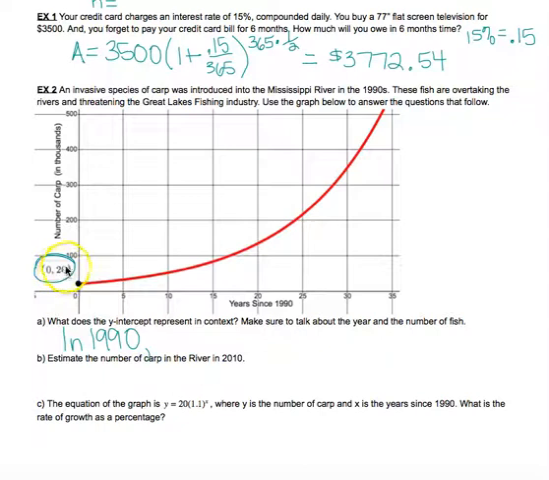Now we look at the y part. It says 20, and our y stands for number of carp in thousands. So we would say there were 20,000. Don't just say 20, 20,000 carp.